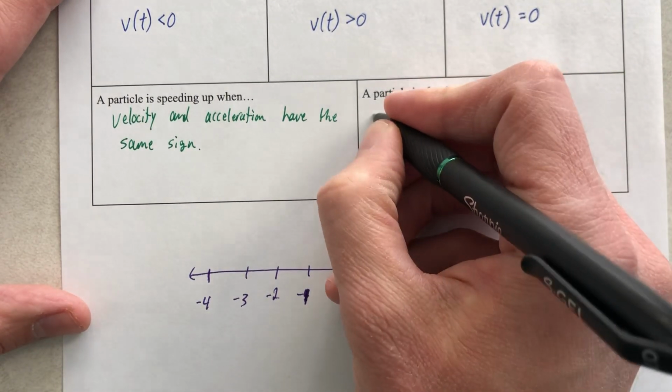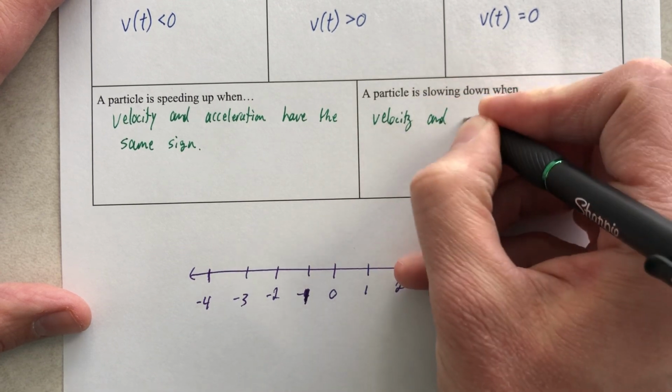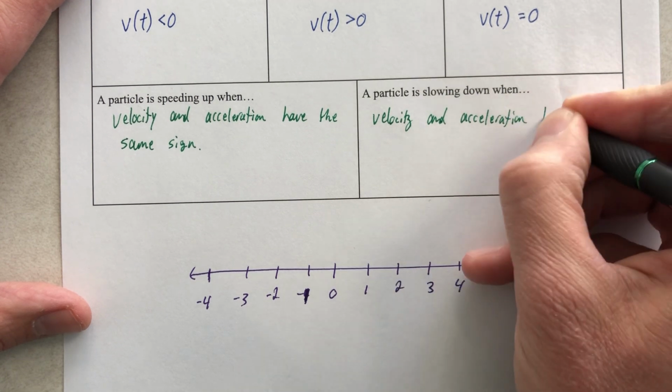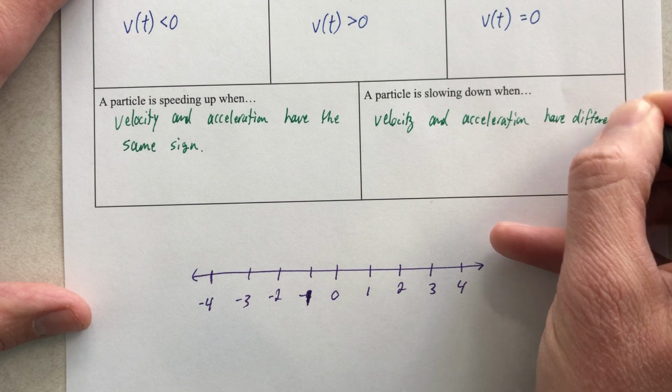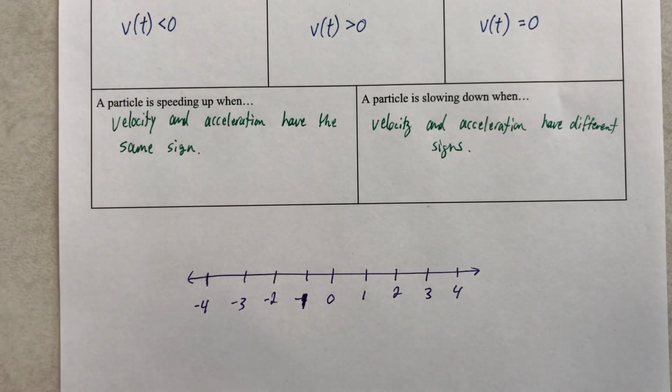And a particle is slowing down when velocity, and you guessed it, you know it, acceleration have different signs. Okay, stuff that's good to know.